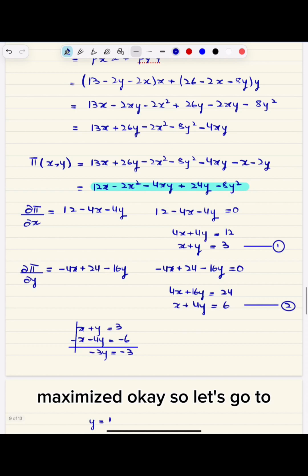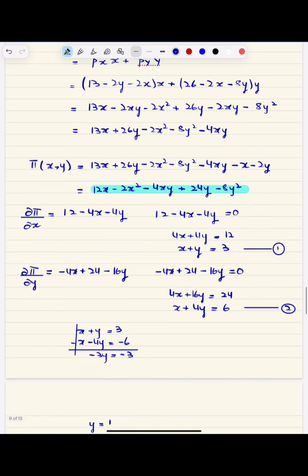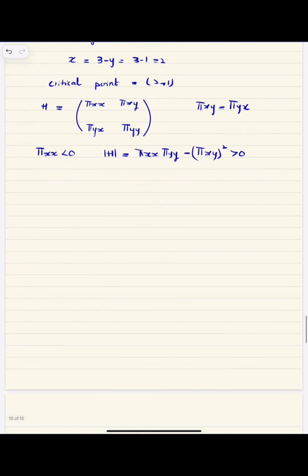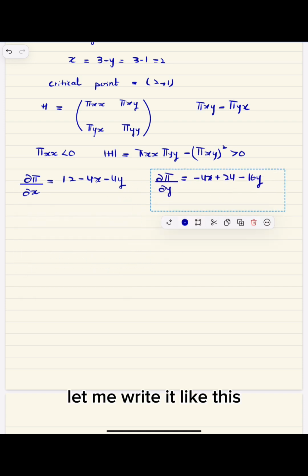If this happens, then we can say that we have the profit being maximized. Okay, so let's go to these two. We've already found these. So we had the, let me write it like this.